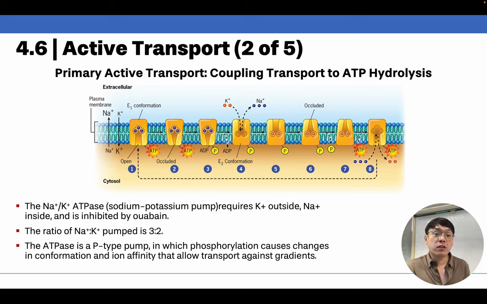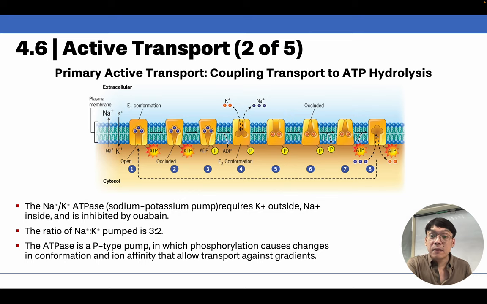Primary active transport, coupling transport to ATP hydrolysis. So this is your sodium-potassium ATPase enzyme model. It's a schematic model of the transport cycle. So we have your sodium ions. They bind to the protein on the inside of the membrane. ATP is hydrolyzed, and the phosphate is transferred to the protein. Number two, it changes its conformation. Number three, it allows sodium ions to be expelled to the external space.